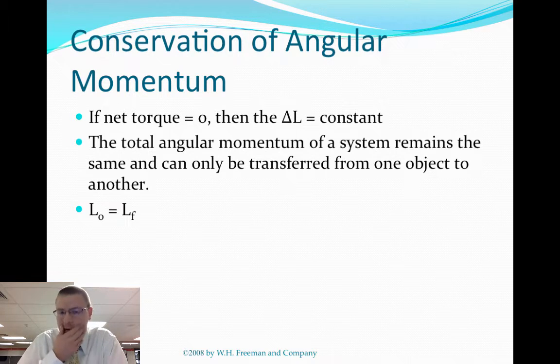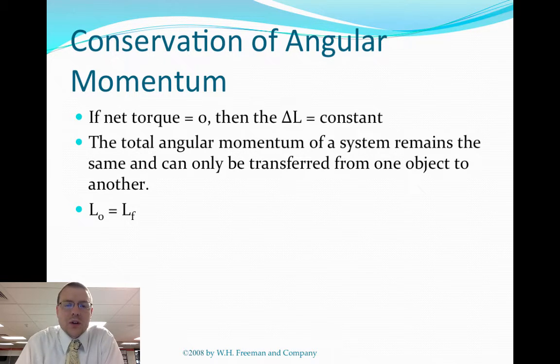So if we can say that there is no net torque, or if the internal torques cancel out to zero, what that means is that the change in momentum must equal zero, or the total momentum must remain constant. The total momentum will always remain the same before and after any scenario. So kind of like a linear momentum collision, we have angular momentum before, L_0, equaling the angular momentum after, L_f.